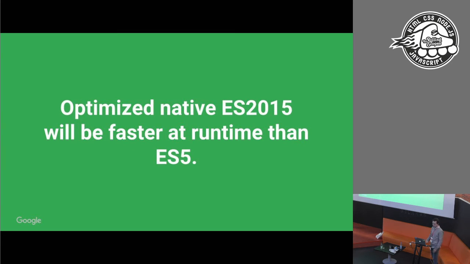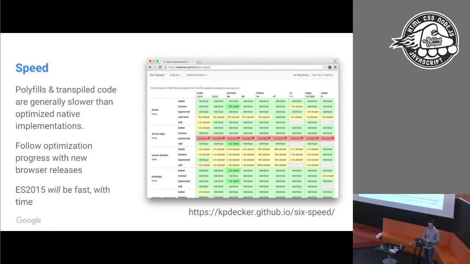The last point I want to make is that optimized native ES2015 will be faster during runtime. We talked about the performance costs at loading. It'll also be faster during runtime than ES5. Now the caveat here is it's actually not quite faster yet. You can go to a page called 6Speed, and it compares all of the browsers and all of the different ways you can implement functionality like an iterator or an arrow function, and it compares which is faster. And actually native ES2015 today is not as fast as the ES5 code.